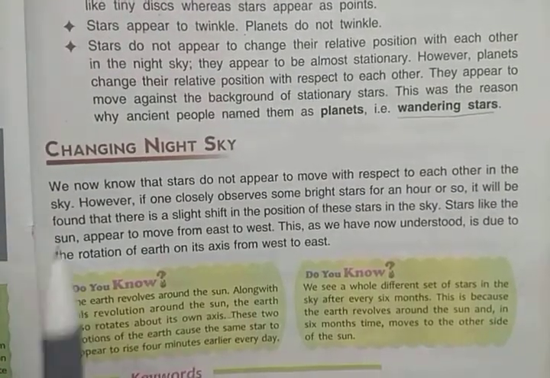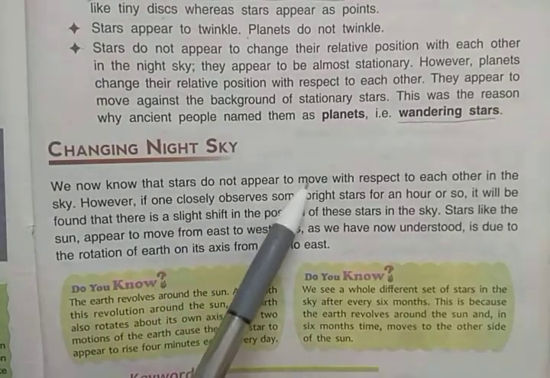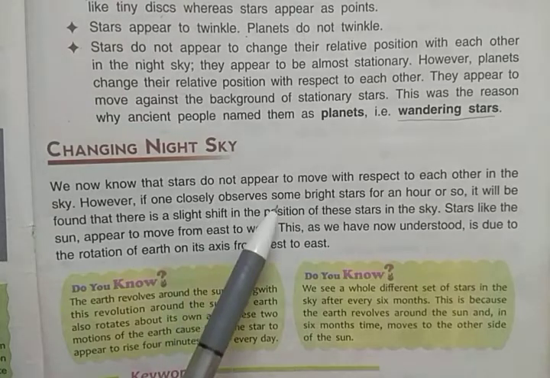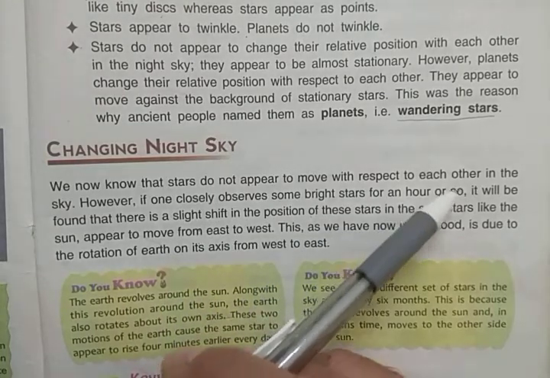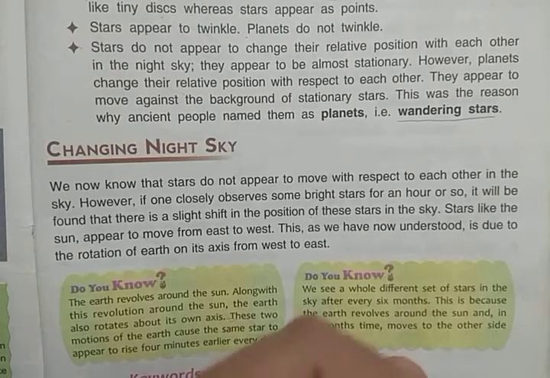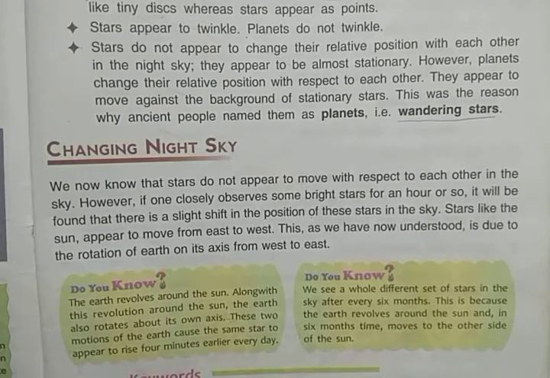And next is your changing night sky. So stars do not appear to move with respect to each other in the sky. However, if one closely observes some stars for an hour or so, it will be found that there is a slight shift in the position of these stars in the sky. तो स्टार्स जो होते हैं वो एक दूसरे की रिलेटिव पोजीशंस चेंज नहीं होती है. बट अगर हम उनको काफी देर तक ऑब्जर्व करेंगे तो वी विल फाउंड दैट दे स्लाइटली शिफ्ट इन द पोजीशन. So there is a slight shift in the position of these stars in the sky.